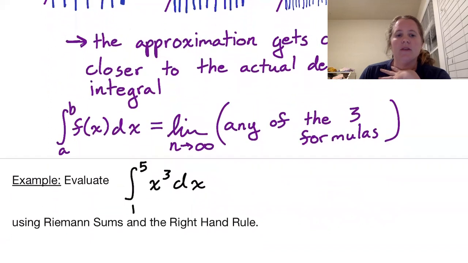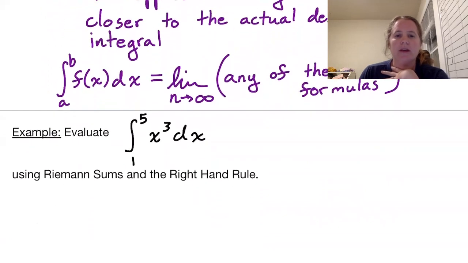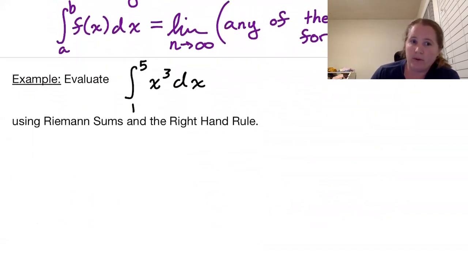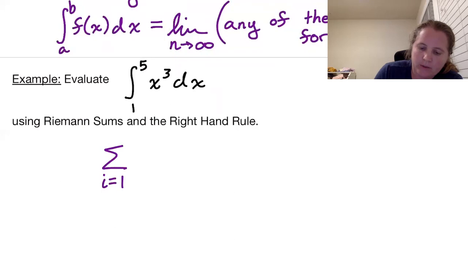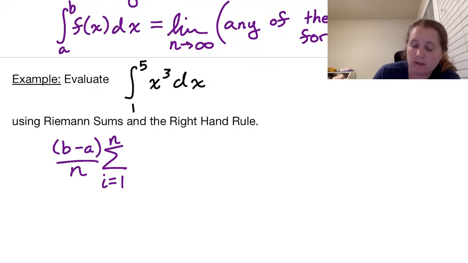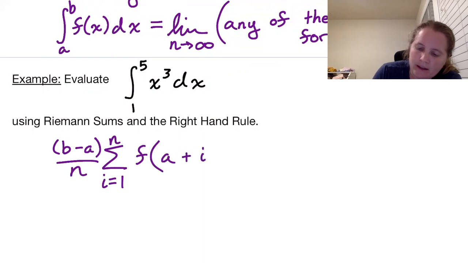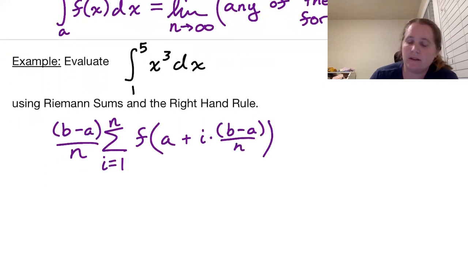So we want to evaluate the definite integral from 1 to 5 of x cubed dx using the right-hand rule. So again, our formula, we're going to take the summation from i equals 1 to n. We'll have (b minus a) over n times that summation, and then inside we have f of (a plus i times (b minus a) over n). So this is our formula, and then we will let n go to infinity.